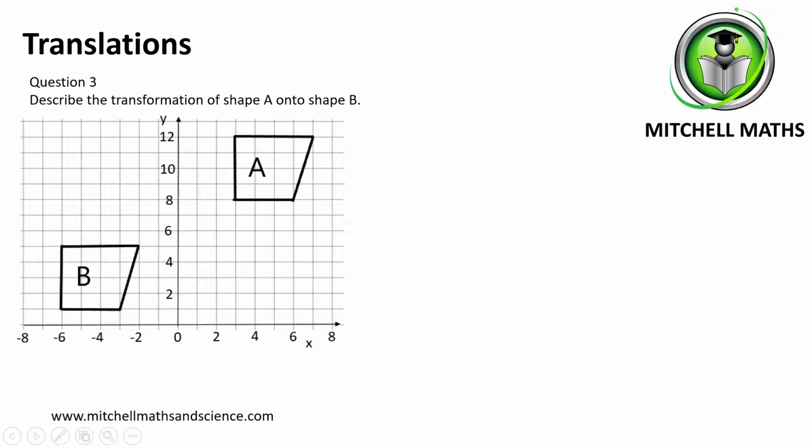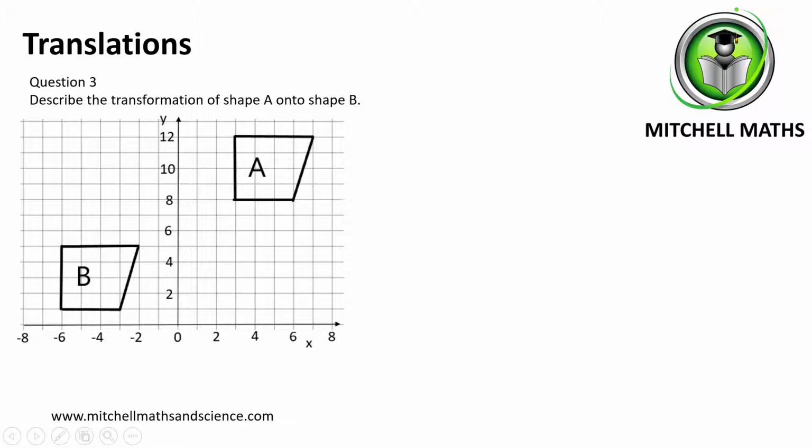And the last question we're going to look at, sometimes you'll be asked to describe the transformation. Now, they're not going to tell you whether it's a translation, reflection or rotation. The reason we'd know this would be a translation is because the orientation of the shape hasn't changed. We can see it hasn't been rotated, and we can see it hasn't been reflected. If it's in exactly the same orientation, then that means it's a translation.